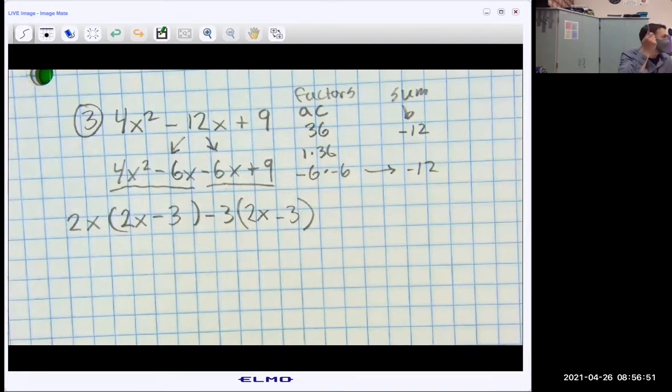You notice what's going to happen here? Something special is going to happen as we start to finish this. You see it? Okay, let's keep writing out.